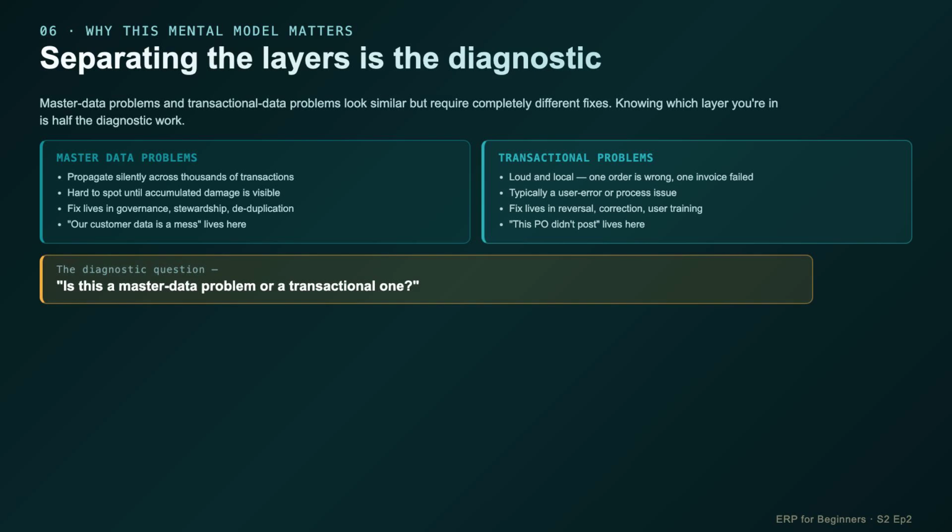The useful instinct: distinguish them at a glance. Customer data problem almost never means the sales orders are wrong. It means the customer master is.